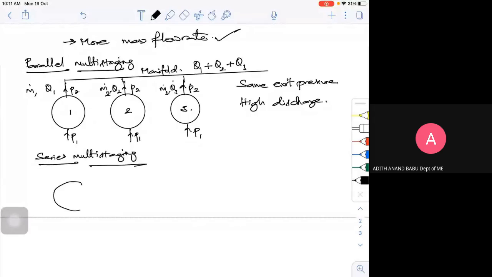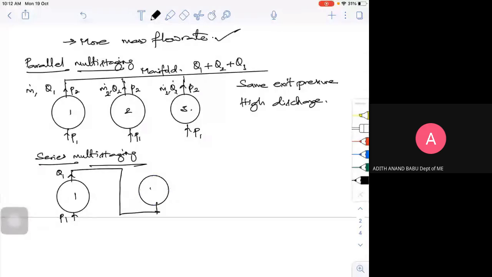So this is my compressor 1, I have an input P1, and let the output from it be Q1. This becomes the input to the next compressor. So I have a second compressor here. This is my input, P2 with Q1. Now see what the discharge is. Let the discharge be the same, Q or m, whatever it may be. The output from here is also the same discharge.